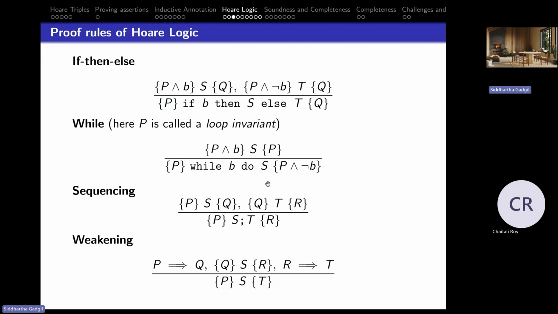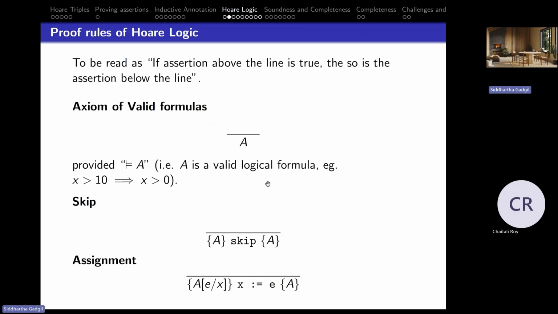So intuitively, it is saying that, sorry, I just switched notation here, but P and Q are conditions here, and S and T are programs. So if condition P and condition B hold, and doing S takes me inside Q, and similarly, if P and not B hold, and I do T, I go inside Q. Both cases I go inside Q. Then I can say that if I start in P and I'm doing if B then S else T, I will stay inside Q. So that's the flavor of these proof rules that he gives.